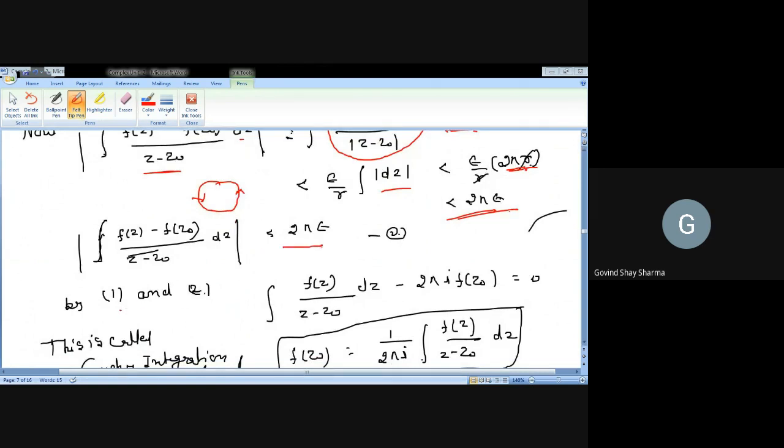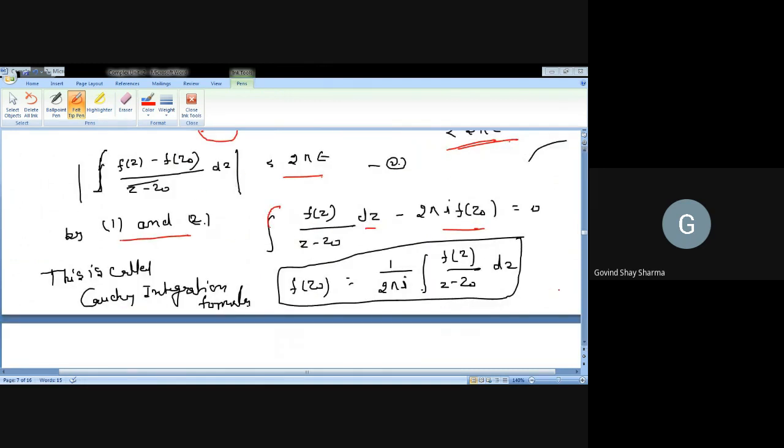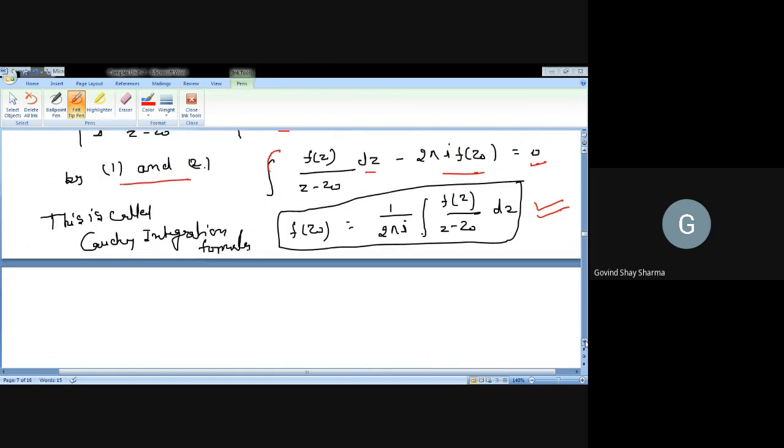Now combining I1 and I2: the integral of f(z) upon z minus z0 dz minus 2 pi i f(z0). So f(z0) we take on this side, and 1 upon 2 pi i. This is the Cauchy formula. Here we take epsilon tends to 0, so this term tends to 0. So we get the result. Now we move to another important theorem.